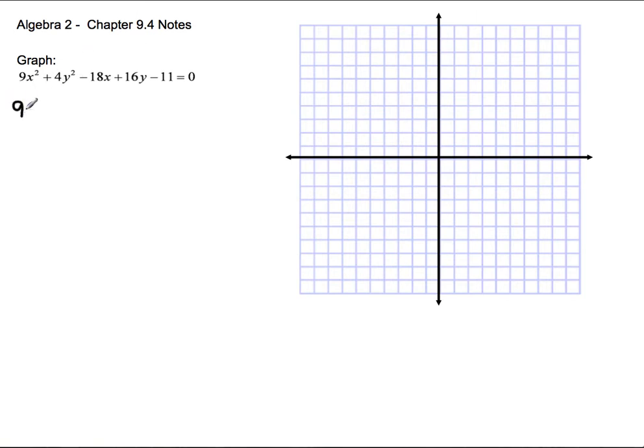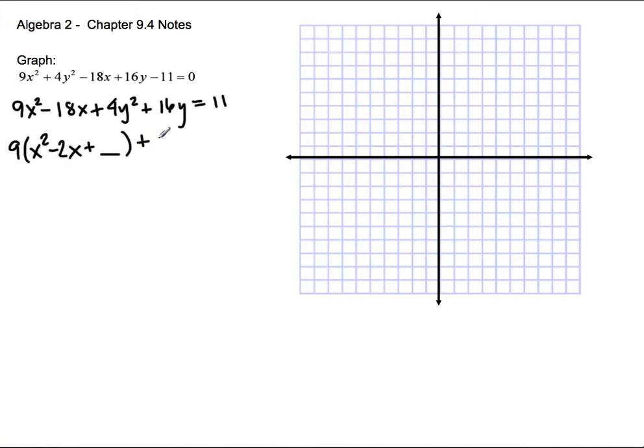So I'm going to have 9x squared minus 18x plus 4y squared plus 16y. And I'm going to go ahead and move the 11 over to the other side. Now, we've seen this just a second ago, so let's see if we can get to the same numbers that we got. I'm going to factor out that 9 in front of x squared because I need it to just be a plain x squared. And I'm going to factor out a 4 because I just need plain y squared. Just one y squared.